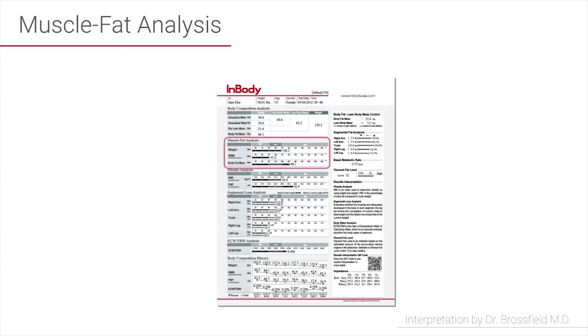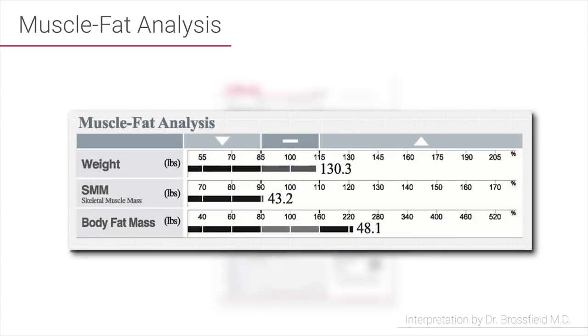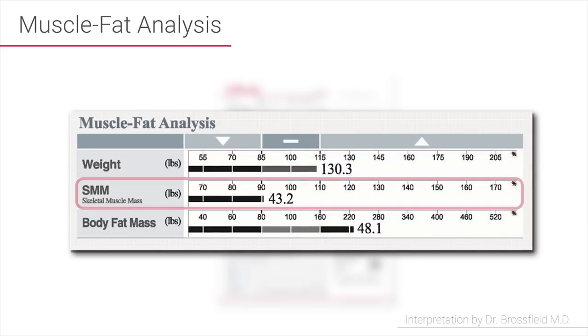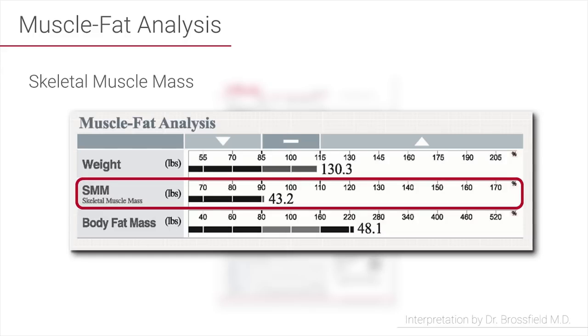The second box down is the muscle fat analysis. This section helps you know whether or not the amounts of fat and muscle that you have in your body are in a normal range for your height and your gender. If you look at the first line where it has your body weight, you can tell by how this graph line moves over to the right and whether it stops in the below normal, the normal, or the above normal range, whether you're on track with your total weight. The next line, the skeletal muscle mass, SMM, will also tell you if you're in a normal muscle content range for your height or whether you're under-muscled or over-muscled.